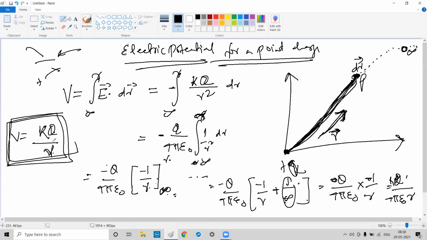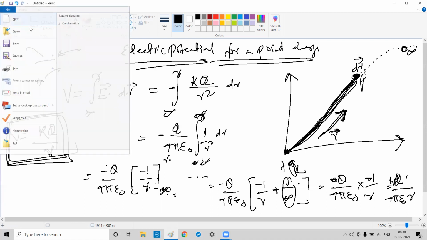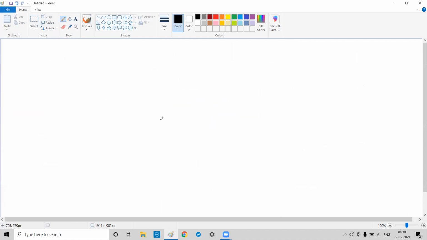Next we'll go to electric potential due to an electric dipole. What is a dipole? If you remember, this was there in the previous class, in 11th. A dipole is basically two charges separated by a distance.